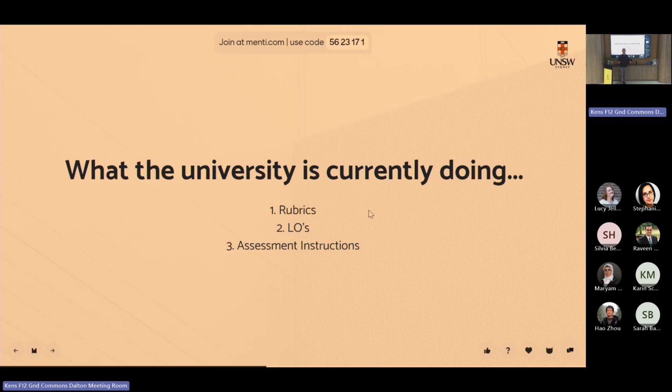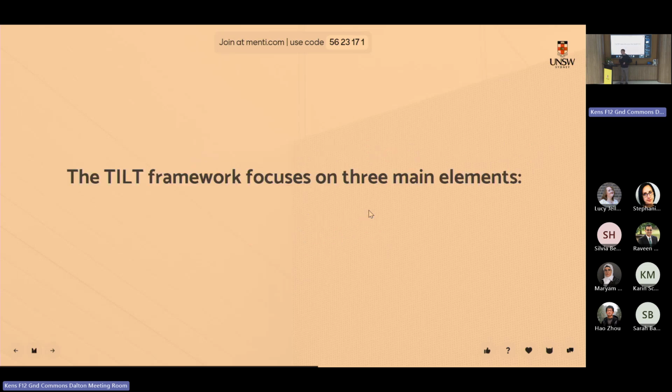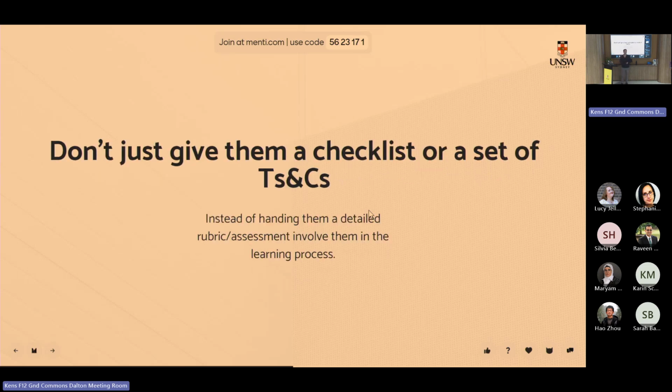So the question is, how do you move on from these things and still use a transparency pedagogy? What can you do? Some of the things I'll talk about are quite useful. I think I mentioned this, about not just giving them a checklist or a recipe. The key here is to give them the rubric. Rubrics are great, but also try to involve them in the learning process.